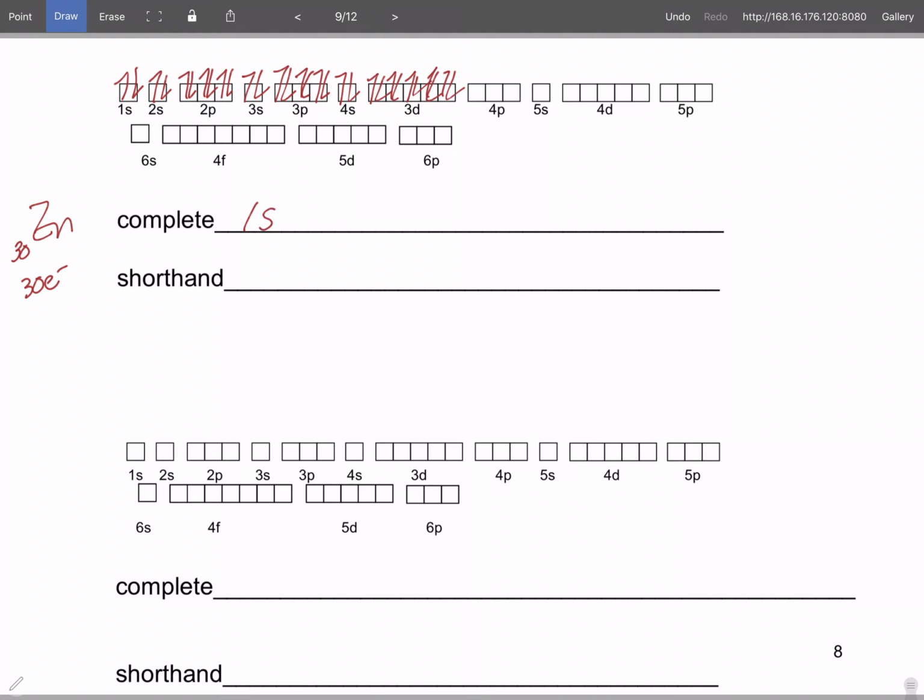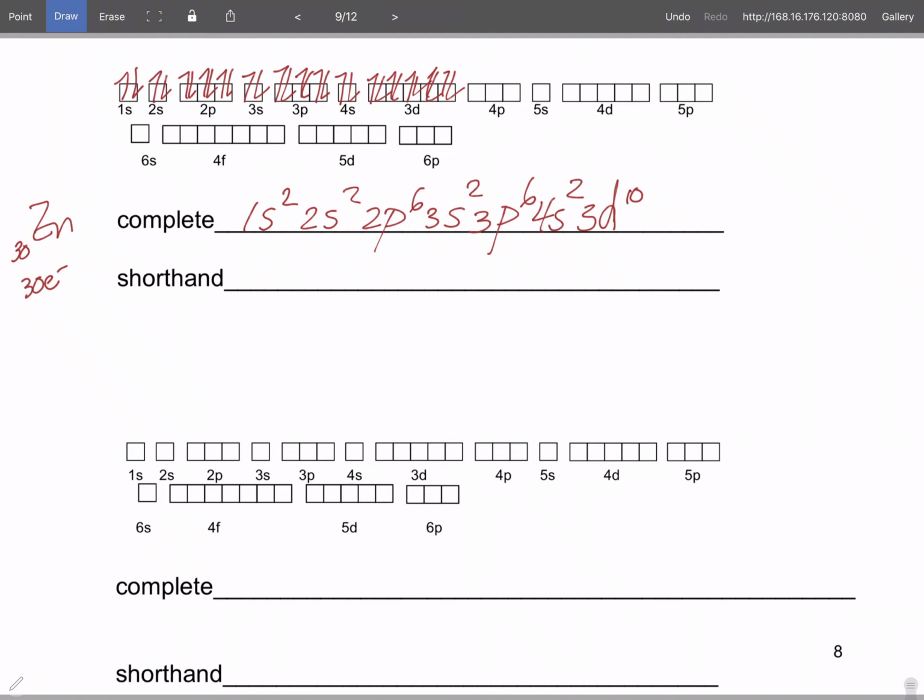So we have 1s2, 2s2, 2p6, 3s2, 3p6, 4s2, and 3d10. Again with the counting, 2 plus 2 is 4, plus 6 is 10, plus another 10 is 20, plus another 10 is 30. We're good.